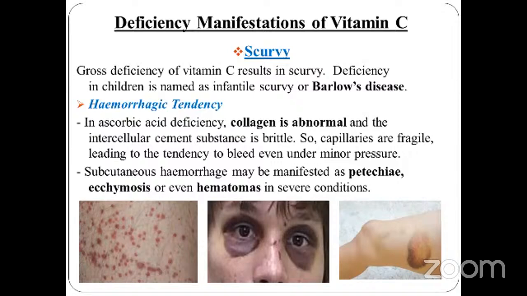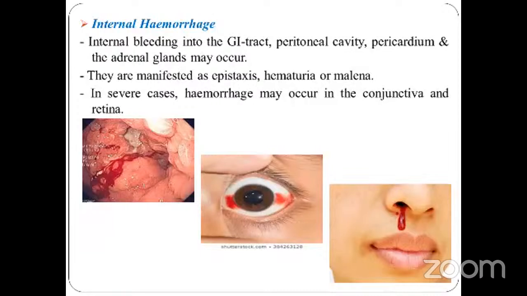So clinically this internal bleeding is manifested as petechiae, ecchymosis and hematoma. Now next, there can be internal bleeding in the gastrointestinal tract, vertebral cavity, pericardium, or even the adrenal gland may be affected. It may clinically manifest as epistaxis, which means bleeding from the nose. It may manifest as hematuria, which means passing of intact RBCs in the urine. Hemoglobinuria is a different thing; it means ruptured RBCs are present in the urine.